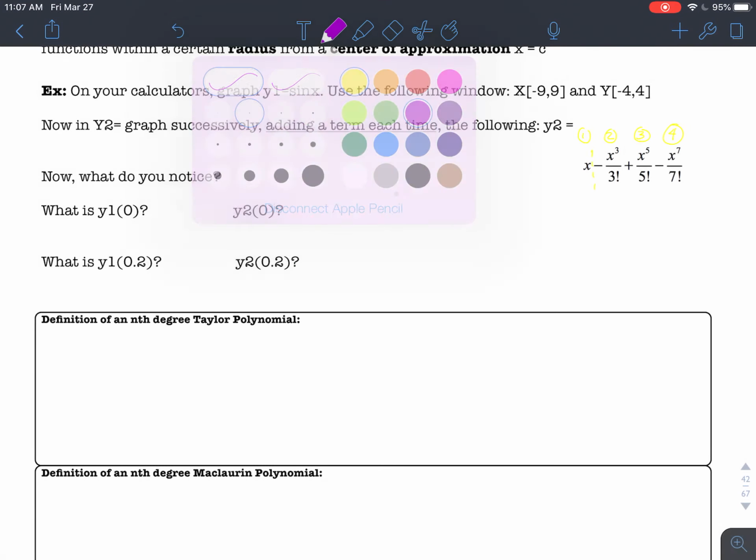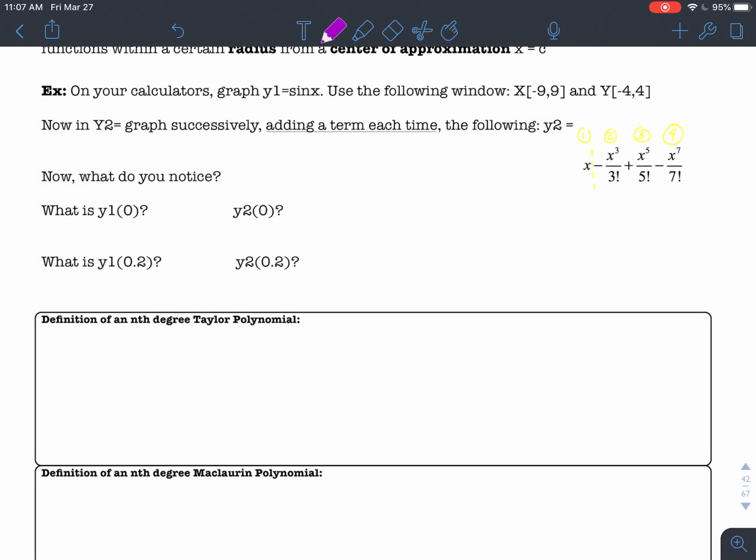So switching back to our notes here, we know that, if I could find my Apple Pen, there we go. We know that y1 of 0 is just sine of 0. Oh no, my pen is not working right now. Give me 1 second. Okay. That's just sine of 0, which is equal to 0.